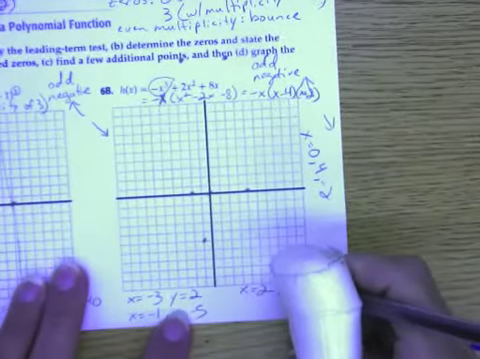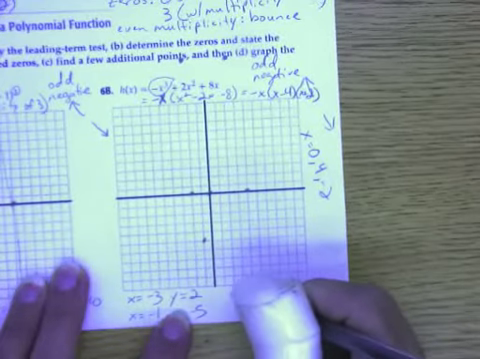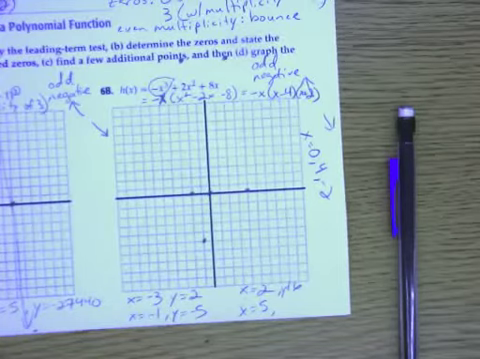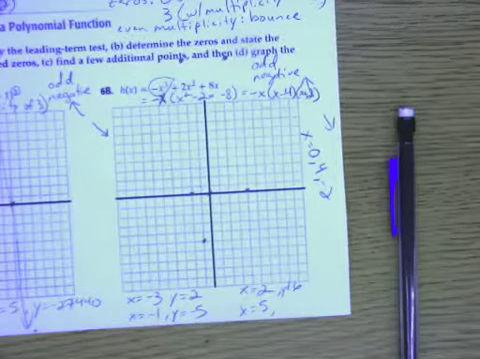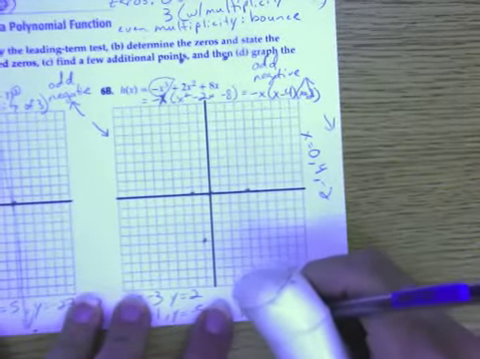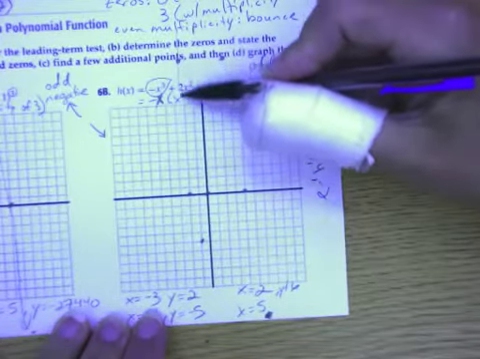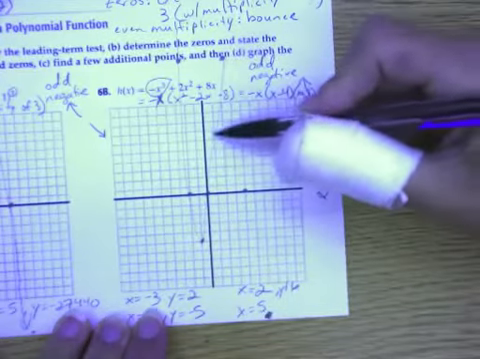And let's see what's happening at x equals 5. So when x equals 5, I have negative 125 plus 50 plus 40. So that's negative 35. And so we have kind of an idea of what our graph will look like.